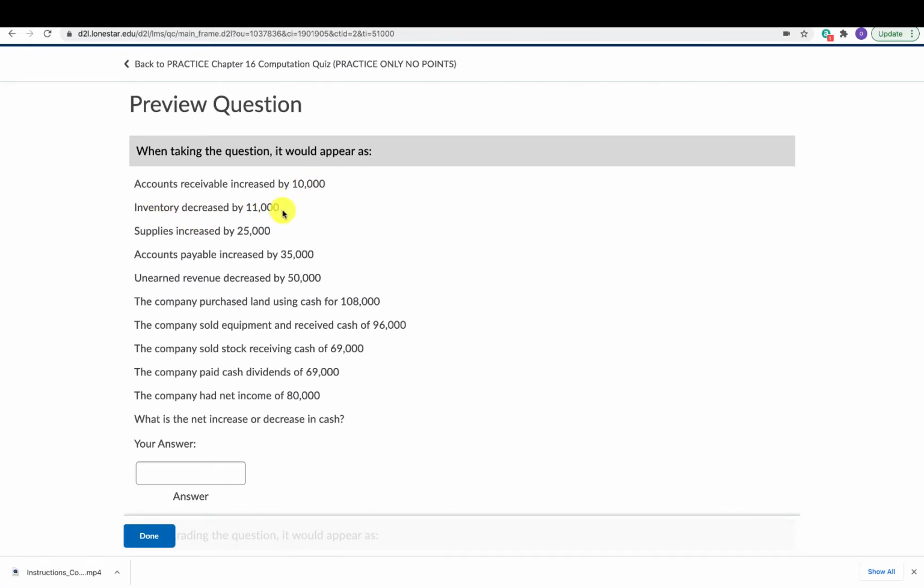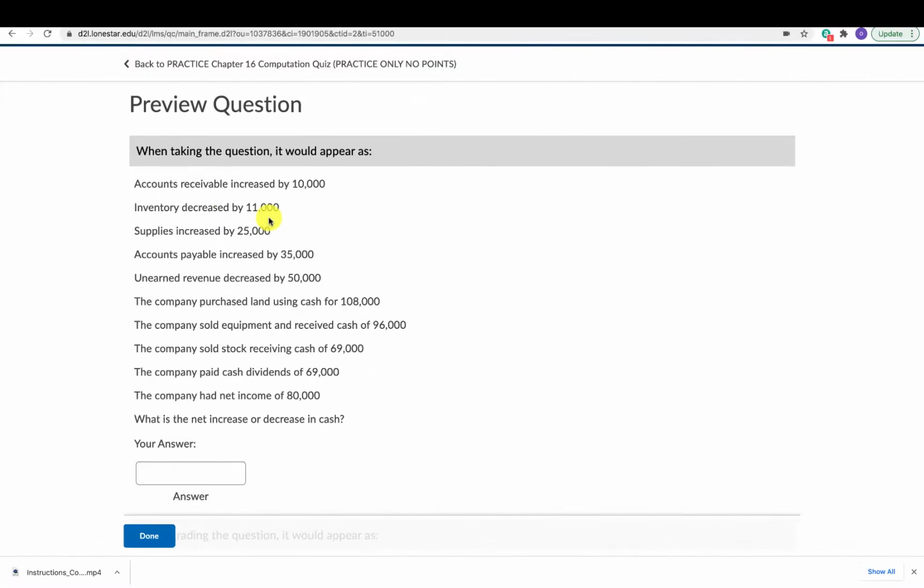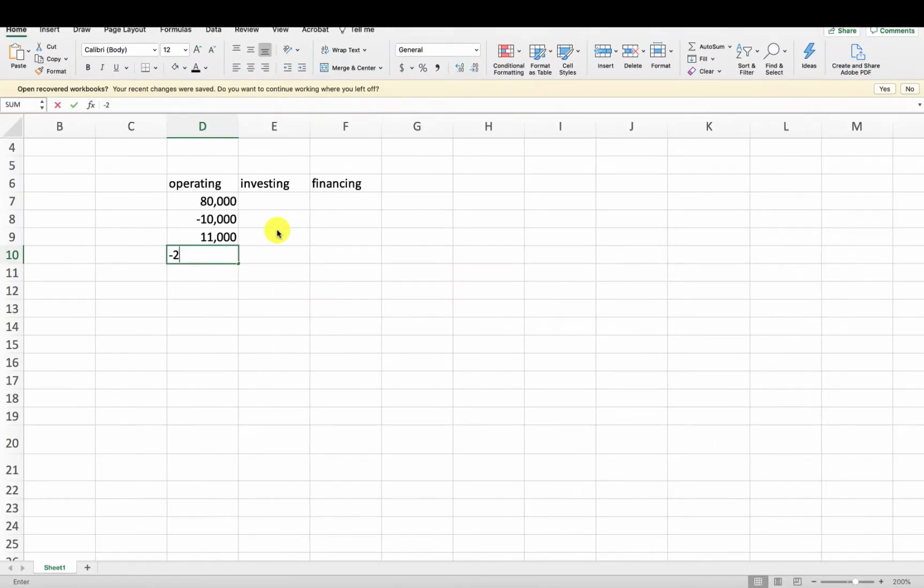Over here, inventory decreased by 11,000. Inventory is a current asset. If inventory decreased, right, I add it. So I'm going to put a positive 11,000. Then over here, supplies increased by 25,000. That's an asset. If it increases, I do the opposite. So I'm going to put a minus 25,000.